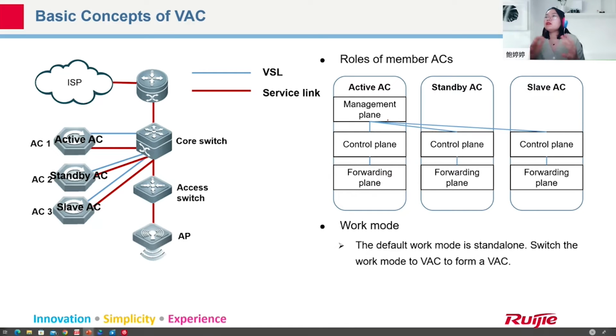About the control plane, each device will have it. That means for all the AP management, we use the real physical devices to manage different APs. But if the active device is broken, the standby can also help us manage the APs. And the forwarding plane, each AC will also have it. We can help the AP to forward the messages out. So these are the three-part roles, and the different one is that the active AC will have the management plane.